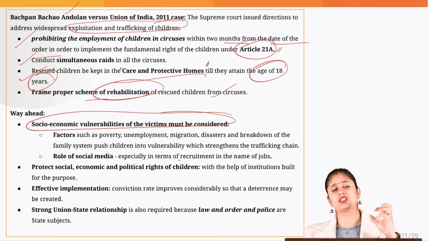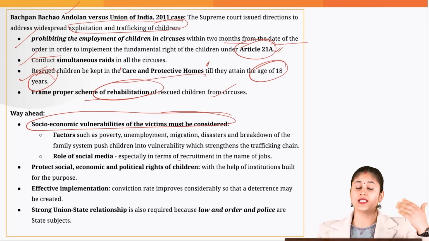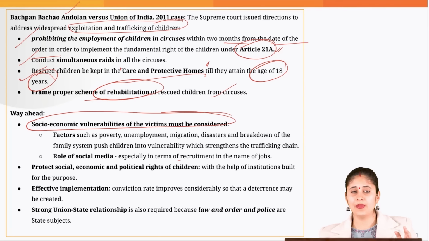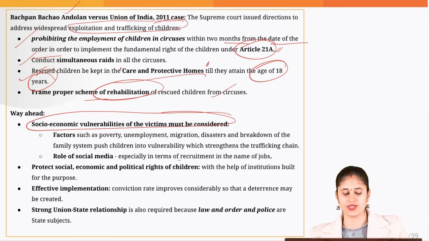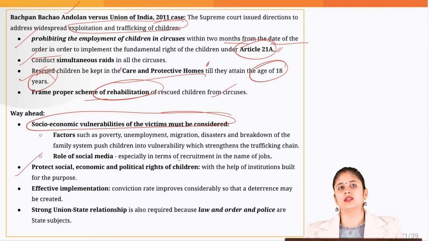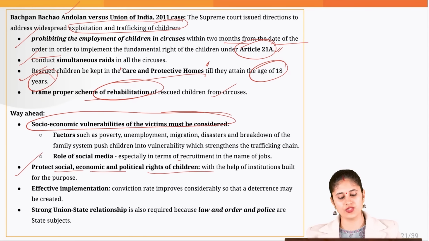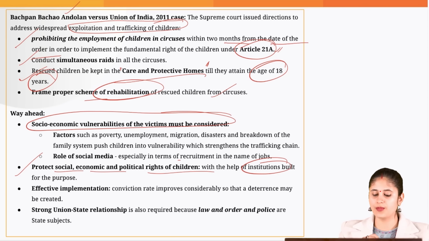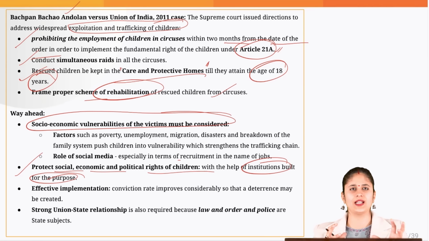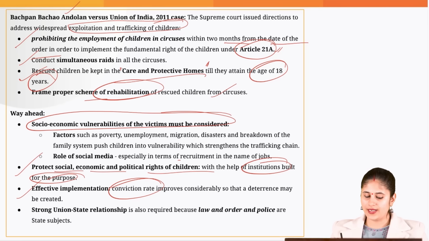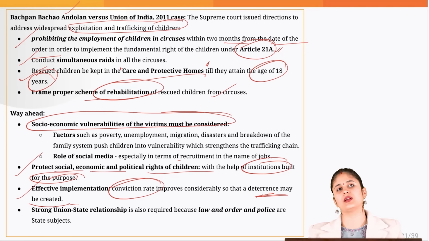And if, let's suppose, a child has lost his or her parents, then the state should come forward and ensure their effective rehabilitation, and it should also ensure that such a child is enjoying the right to education. Then the state needs to ensure that we are protecting the social, economic and political rights of children with the help of institutions built for this particular purpose, basically childcare homes and all. And we need to ensure effective implementation. We need to improve the conviction rate so that deterrence can be created in this respect.